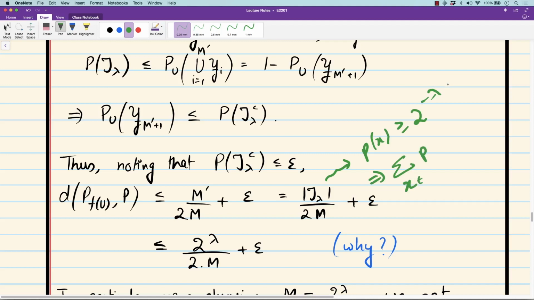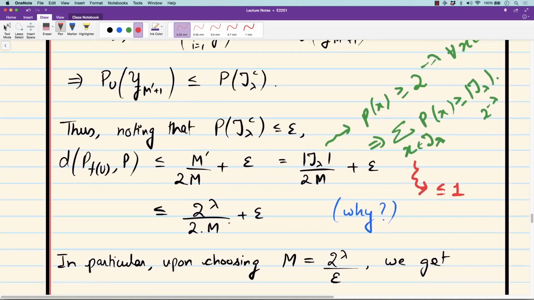So this is true for all x in T lambda. If you add the probability of all the elements in T lambda, this probability must be greater than the cardinality of T lambda times 2 to the power minus lambda. But this sum must be less than or equal to 1, because probabilities sum to at most 1, and therefore the cardinality of T lambda must be less than 2 to the power lambda. So you get this bound.